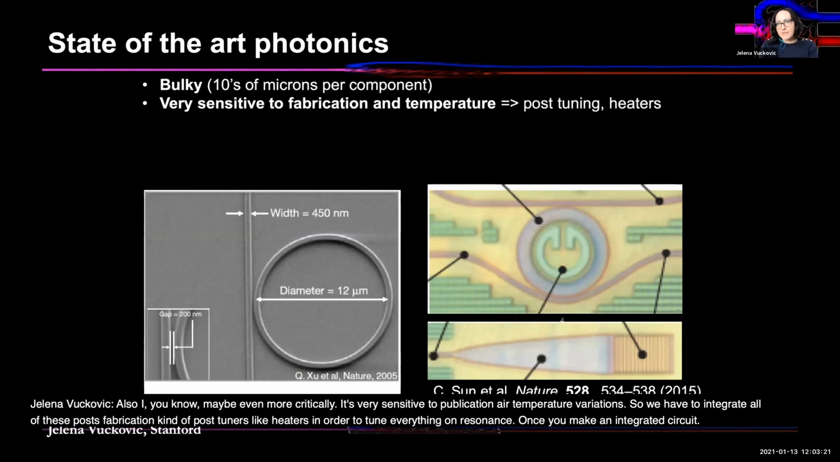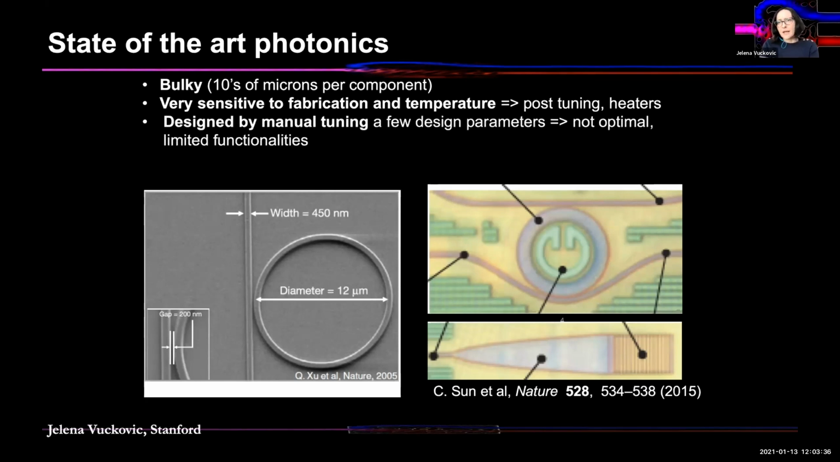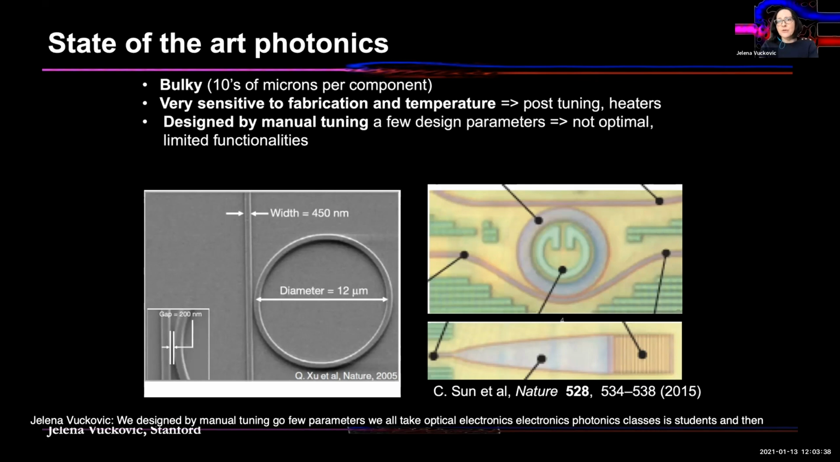Also, maybe even more critically, it's very sensitive to fabrication errors and to temperature variations. So we have to integrate all of these post-fabrication tuners like heaters in order to tune everything on resonance once you make an integrated circuit. It is designed by manual tuning of a few parameters.